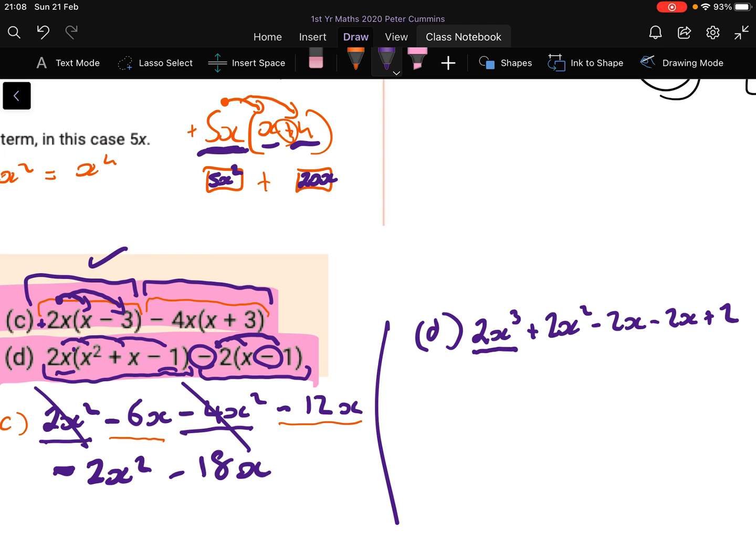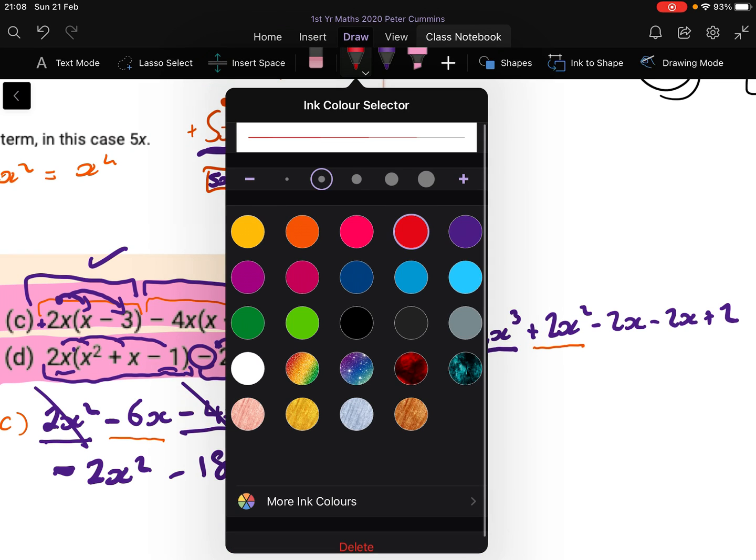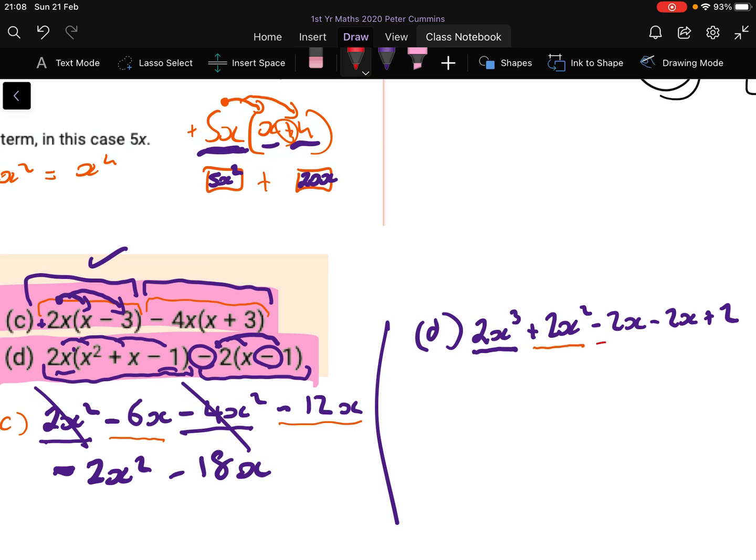Now, okay, what have I got? I have an x cubed there. I have no more x cubes, so that's just going to have to stay the way it is. My x squareds, I have a 2x squared. Oh, okay, that's going to have to stay the way it is. I have only 1x squared value there as well. And then I have a minus 2x and a minus 2x. So I can do something with them. And I also have the 2 on its own.